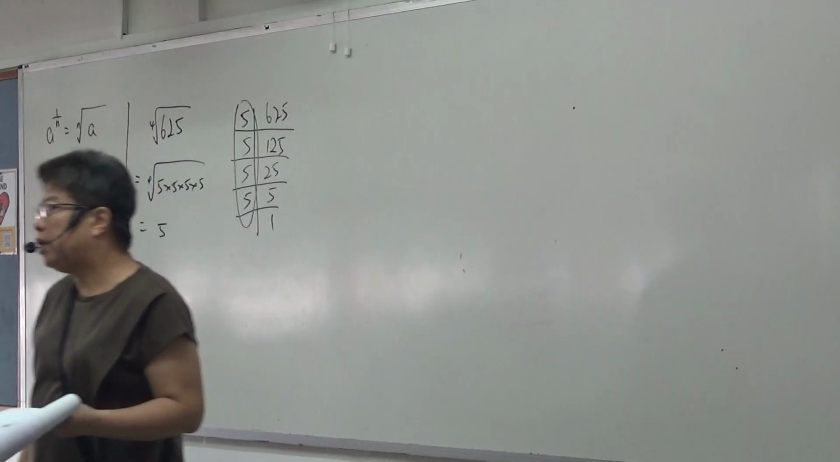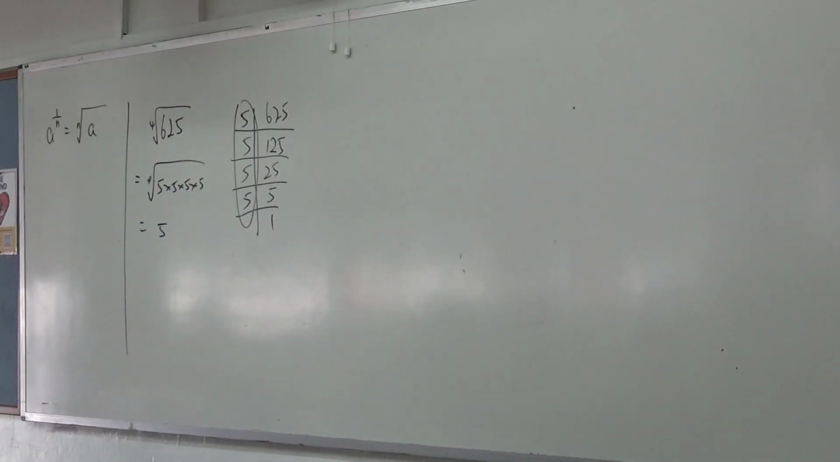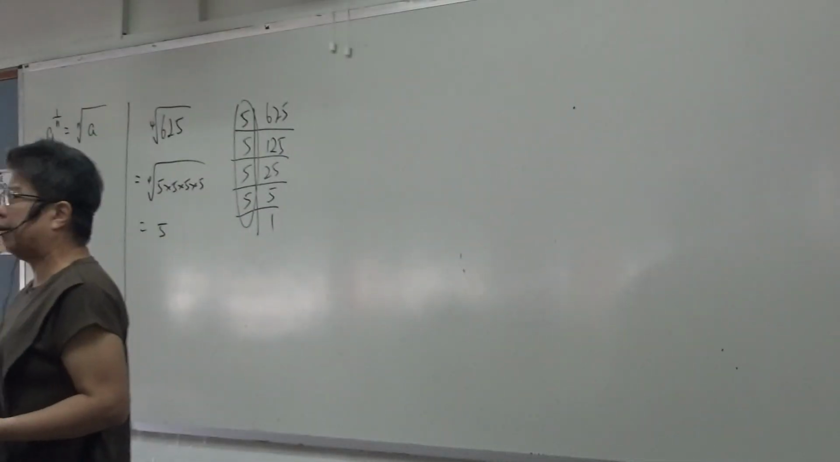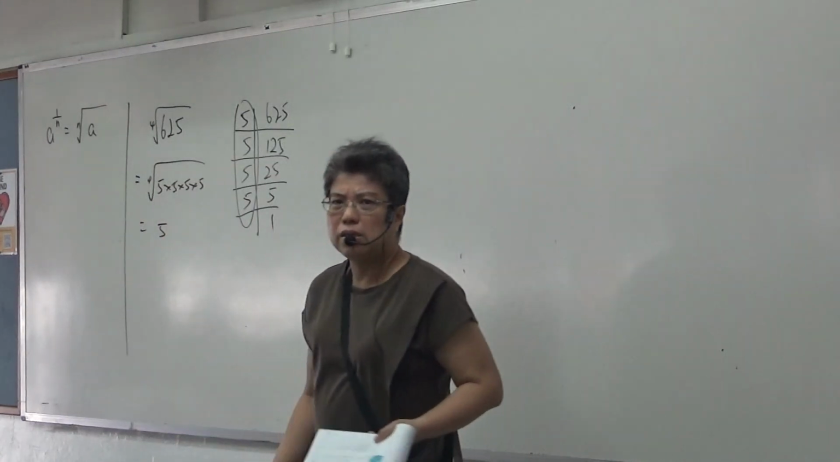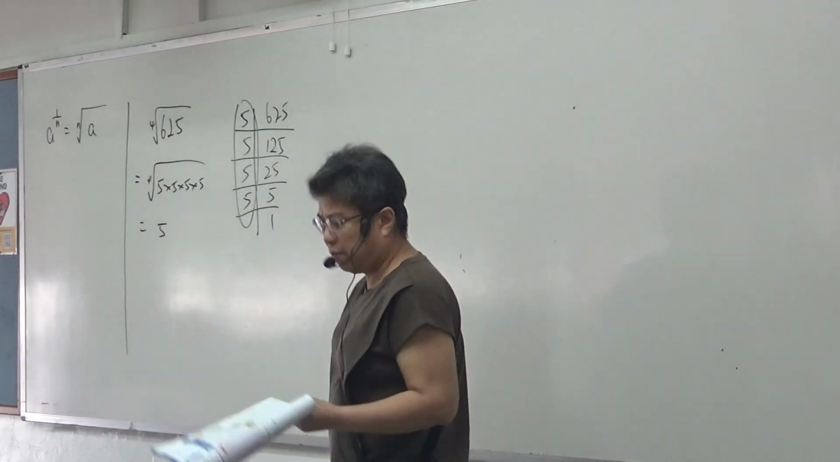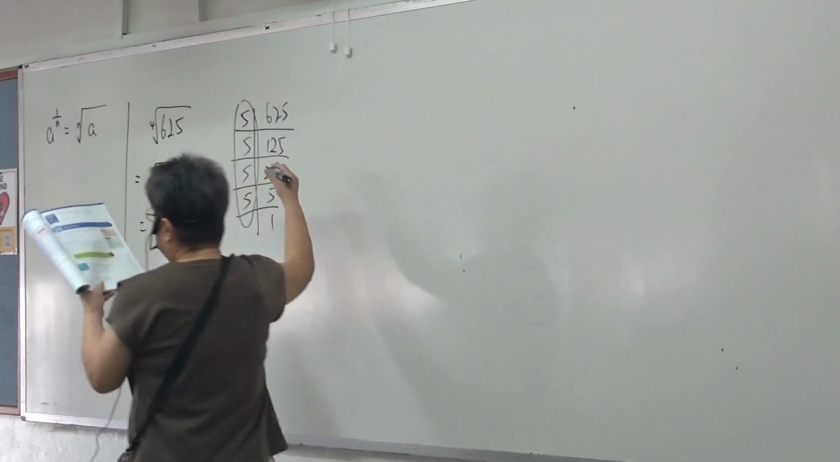Okay, then can all of you key in now using your calculator? What's the 4th root of 625? It should be 5 on the calculator. Try. Is it 5? Yes. Okay. Then next one.